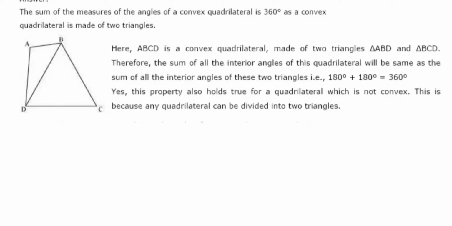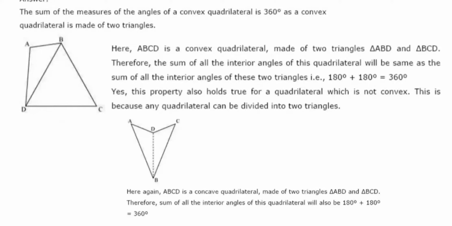And if the quadrilateral is not convex, meaning concave, when you divide this concave quadrilateral into two triangles, the angle sum of the triangles is the same, 180 plus 180 is 360 degrees. So the interior angle sum of a concave and convex quadrilateral is 360 degrees. Whatever the quadrilateral, convex or concave, the interior angle sum of a quadrilateral is 360 degrees.